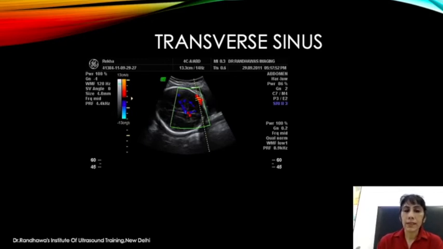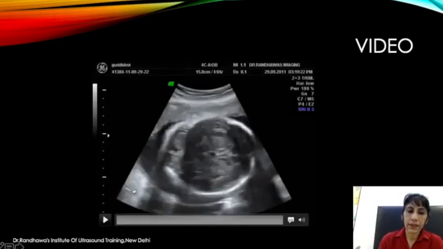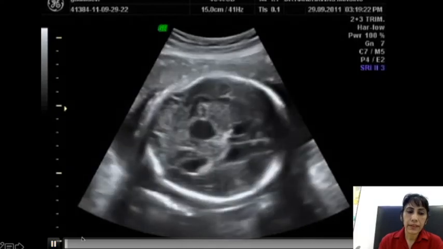Right, so this is what we can see in a case of vein of Galen malformation. And this is a rare case, but it can always come to you. You should be very careful whenever you see a cystic area in the brain, that you put color in it. Now, let us see the video of the same case and I'll show you what we were seeing.